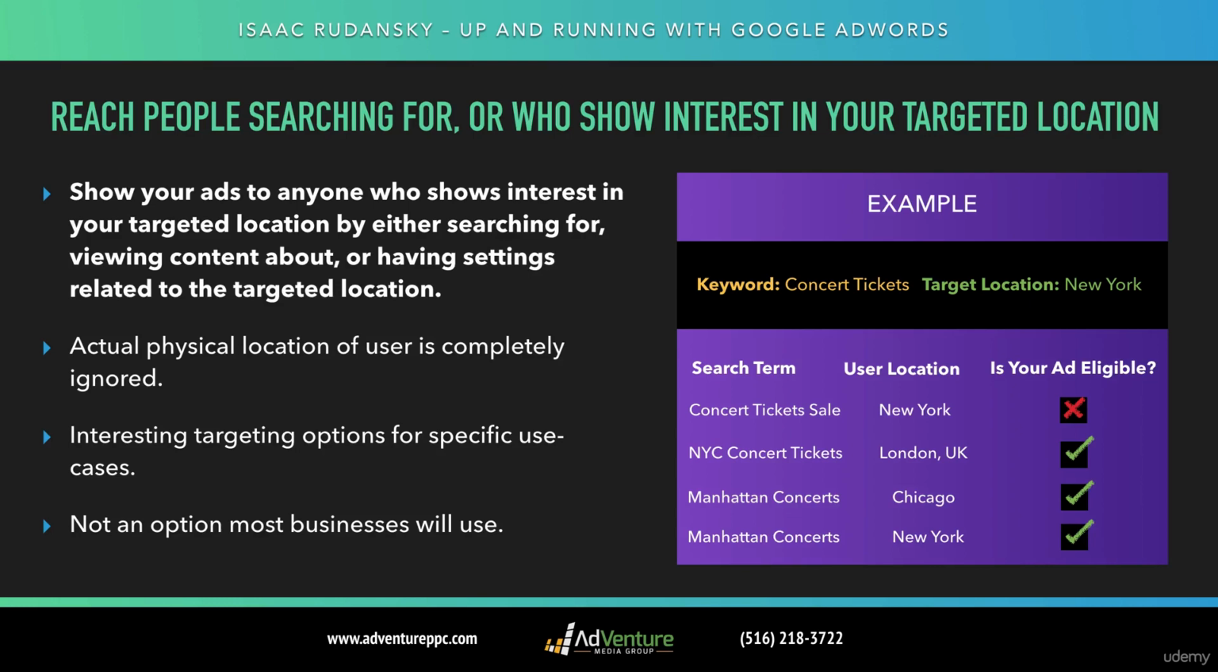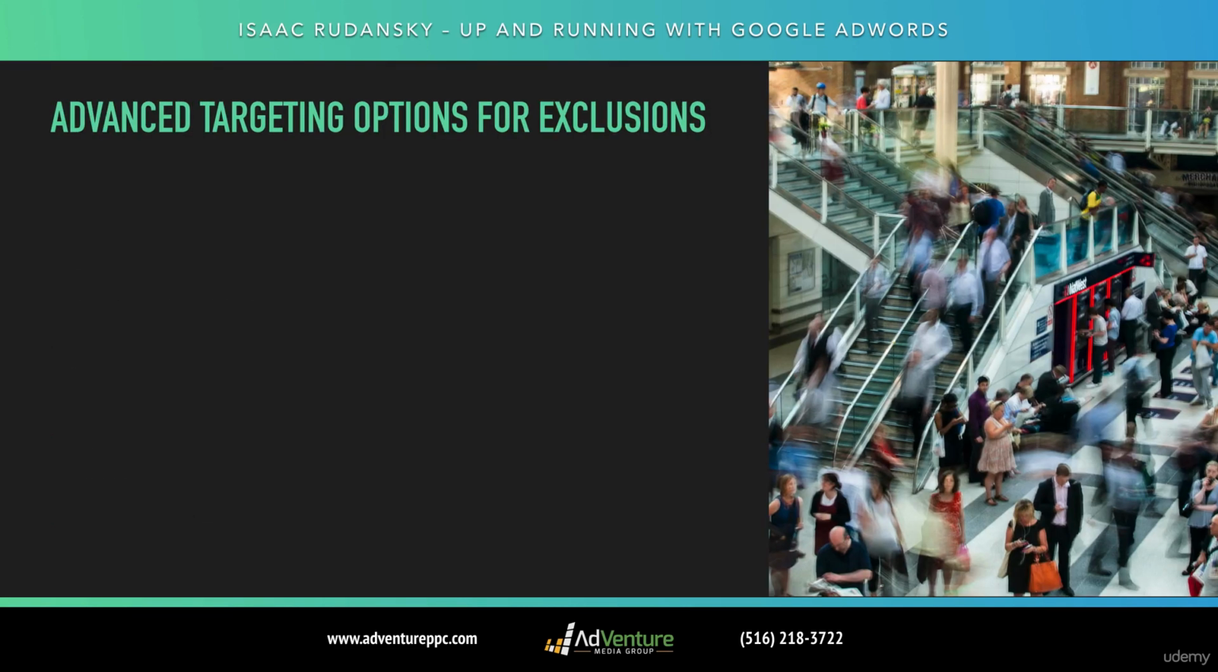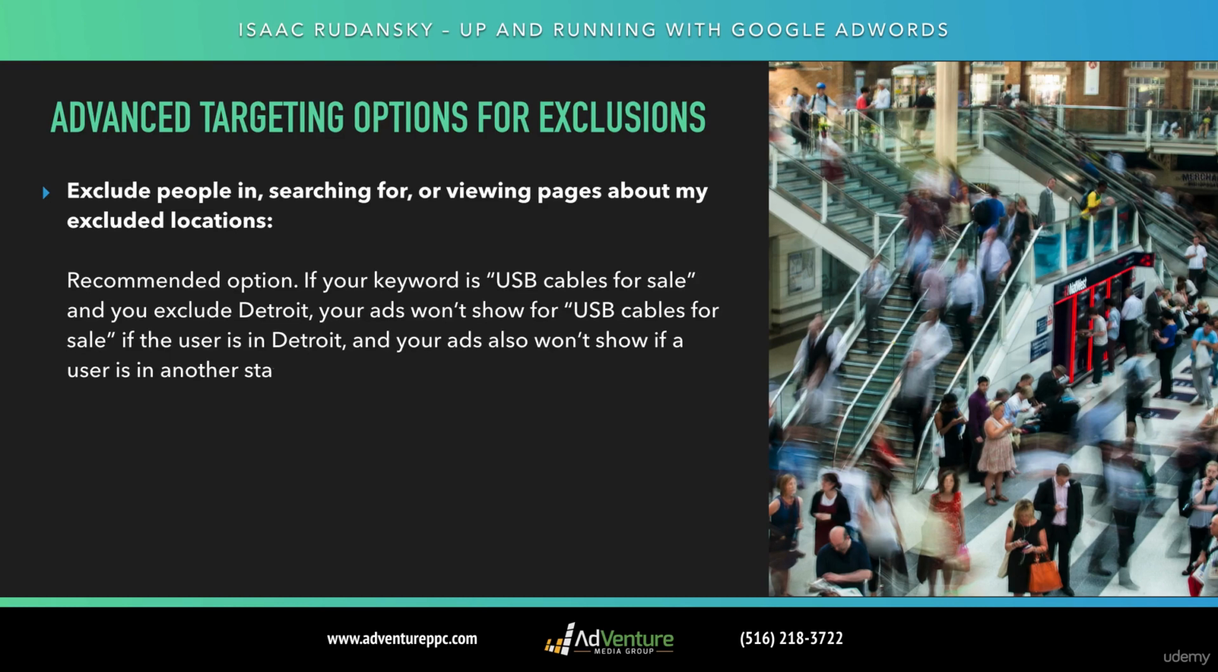So let's just quickly jump into the targeting options for exclusions. We have 2 targeting options for exclusions. We could either exclude people in, searching for, or viewing pages about my excluded locations. I'm not going to go as in depth about the examples because it really works the exact same way as the targeting options. This is the recommended option, and this is also Google's default option.